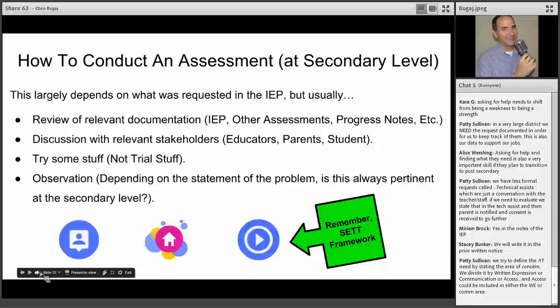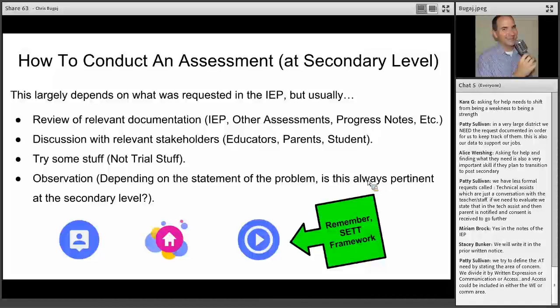Okay, so specifically at the secondary level, and again, this might vary depending on how you're writing that paragraph of the act of assessing, how you're documenting that request in the IEP. But here's what you might do. You might review the relevant documentation, so look at the IEP, look at any other assessments that were done. Specifically look at the progress notes because the IEP itself might be close to a year old in some cases. Looking at the progress notes really gives you an idea of what's been happening, hopefully, if they're written well. Maybe then have a discussion with the people that work with the student. And at the secondary level, definitely the student. Have some sort of interaction with the student.